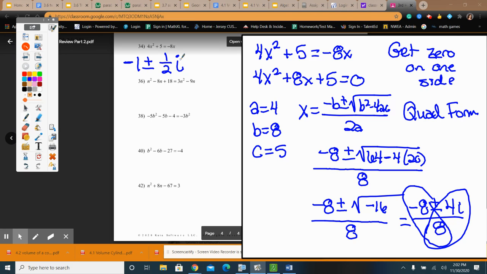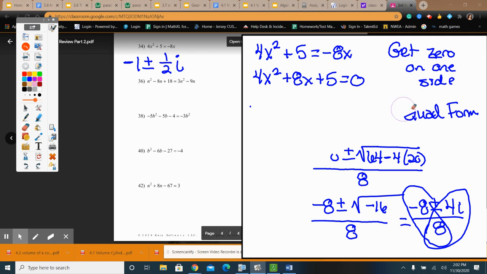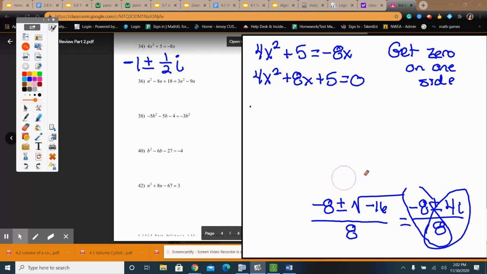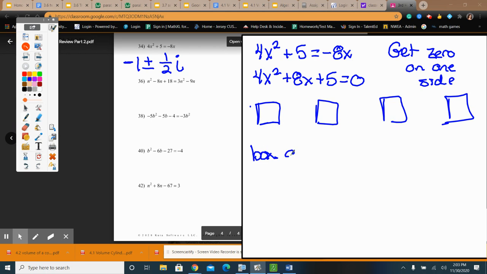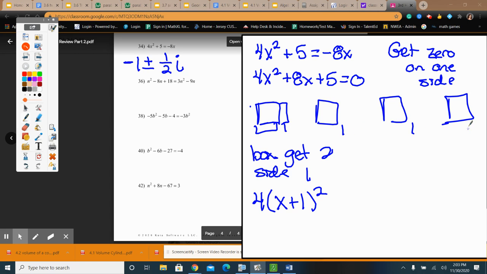Okay? So let's pretend that you tried to complete the square. What would that look like? Okay, well, first of all, you'd be very adventurous, so I applaud you. And you would say, okay, I have 4 x squared boxes. So each box will get 2 because I have 8 x's for all 4. 8 divided by 4 is 2. And each side gets 1. So each side is going to get 1. So I have 4 boxes of size x plus 1 squared. And that means there's a 1 here, here, here, and here.